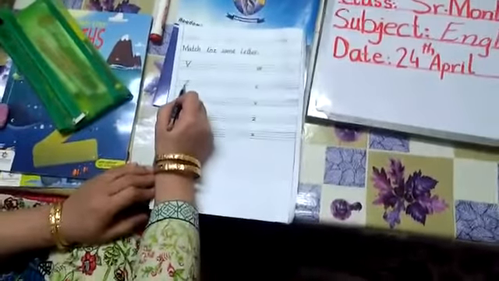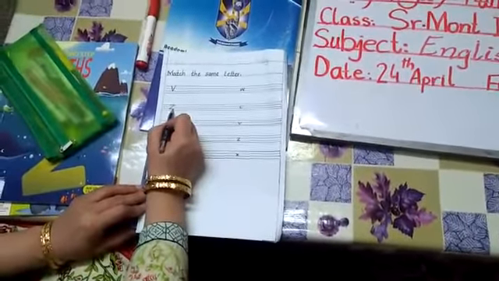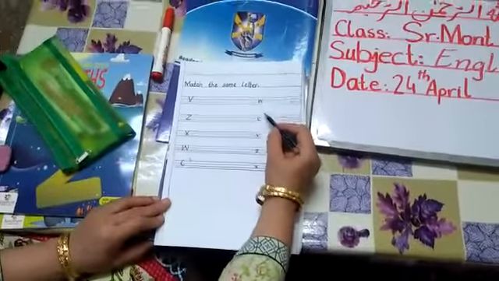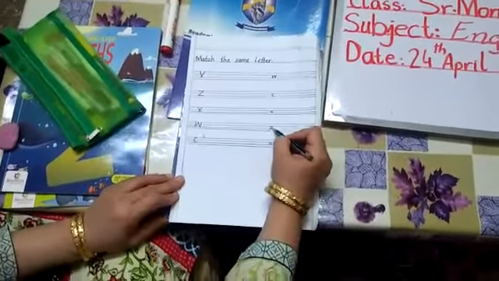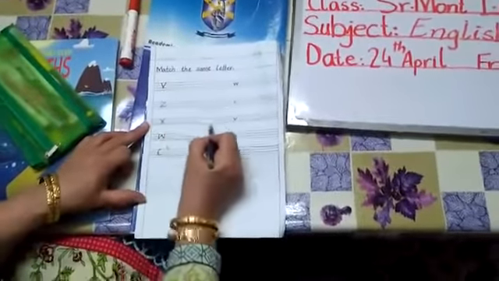Now Z. Match uppercase Z with the lowercase Z. Where is lowercase Z? Let's find out. This one is lowercase Z. Z says Z.